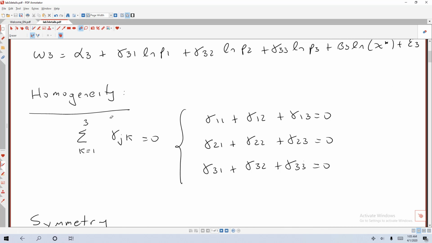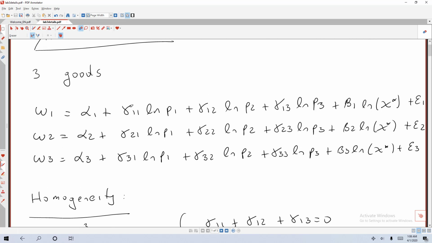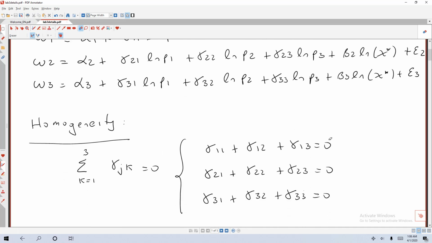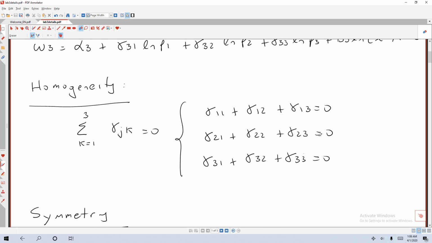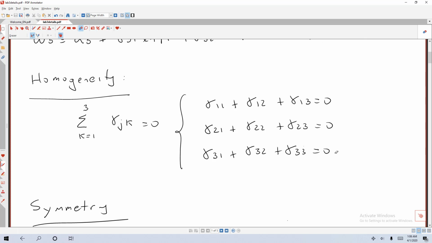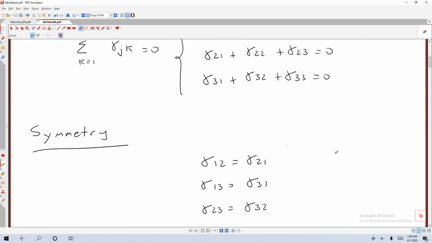So this is the way the homogeneity restriction is written in this context. Basically, the homogeneity restriction tells us that within each equation, that's why we have J fixed, the sum of the price coefficients is equal to 0. So this coefficient plus the second coefficient and the third coefficient of the first equation is equal to 0. And the same thing for the sum of the price coefficients of the second equation. And the same for the sum of the price coefficients for the third equation.